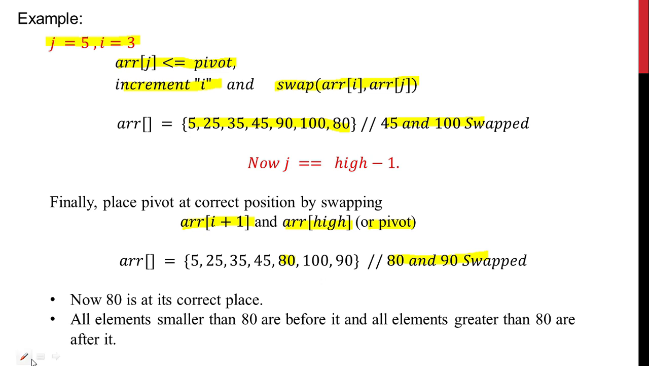Hence, after the first pass, pivot 80 will be set at its position with all the elements smaller than it on its left and all the elements larger than it on its right. Now 5, 9, 25, 35 and 45 become one sub-array, and 100 is another sub-array. They are considered as two separate sub-arrays, and the same recursive logic will be applied on them, and we will keep doing this until the complete array is sorted.